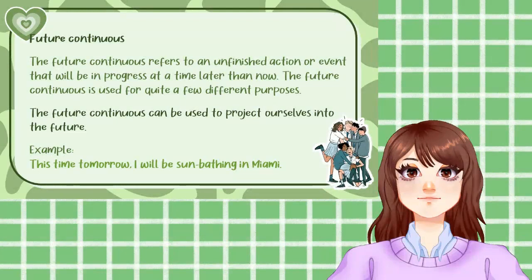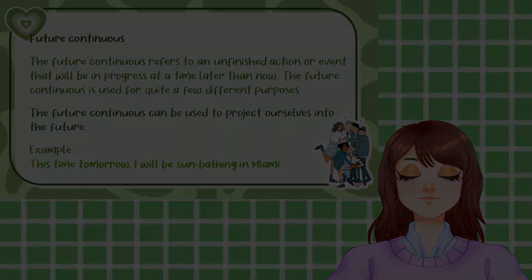The next tense is the future continuous. The future continuous refers to an unfinished action or event that will be in progress at a time later than now. The future continuous is used for quite a few different purposes. The future continuous can be used to project ourselves into the future. For example, this time tomorrow I will be sunbathing in Miami.